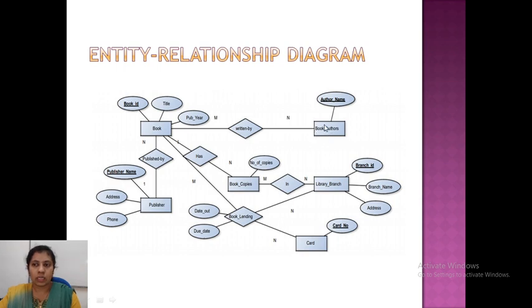Again in book authors table we have author name and the book ID. Now here book ID is the property or the attribute of book entity type. It is already included in the book entity type. That's why don't include book ID in book authors.